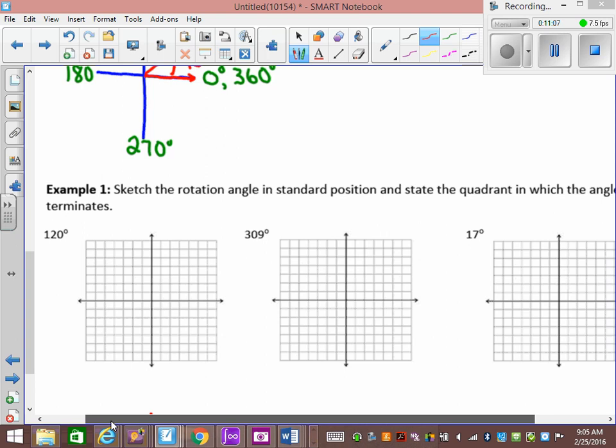So where do we always start when it's standard position? On the x-axis. What did I tell you you should always do first, though? What should you always do first? Label your arms. Gives you a fighting chance of getting it in the right quadrant at least. So 0, 90, 180, 270, 360.